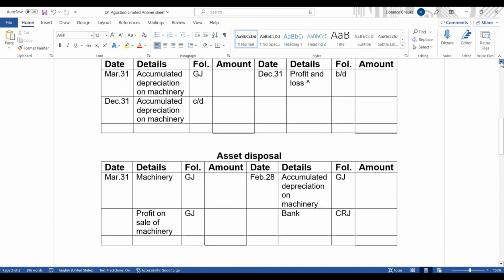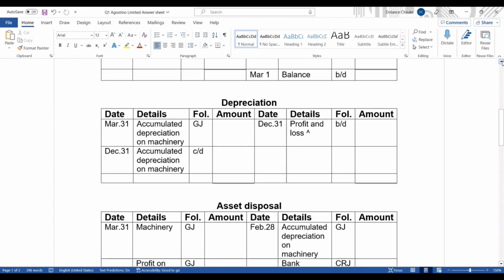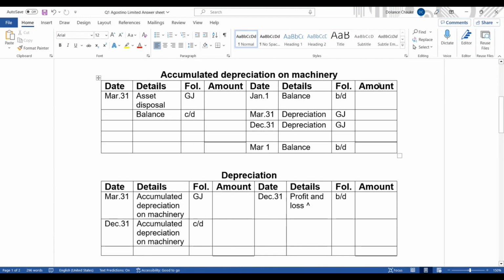And then let's go back there in our accumulated depreciation account. And then I will add all of them. And then how much do I get? I get 111, if I'm not mistaken, please let me know. 111,000. Yes, that's correct.